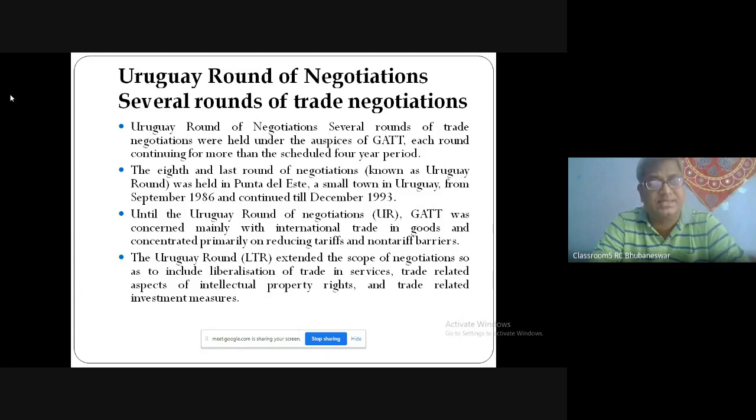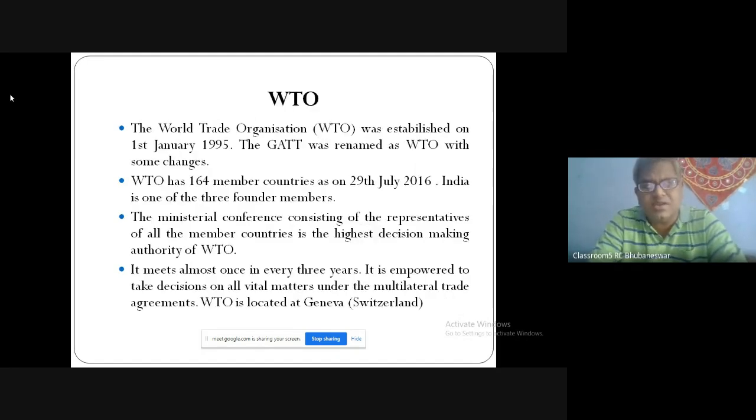Uruguay is a place, a small town. The Uruguay round took place in 1986 and continued till 1993. It means that up to 93, the rounds were discussed several times to promote international trade and commerce. That is called the Uruguay round, where trade and services were negotiated. Only after that, GATT was renamed as WTO.